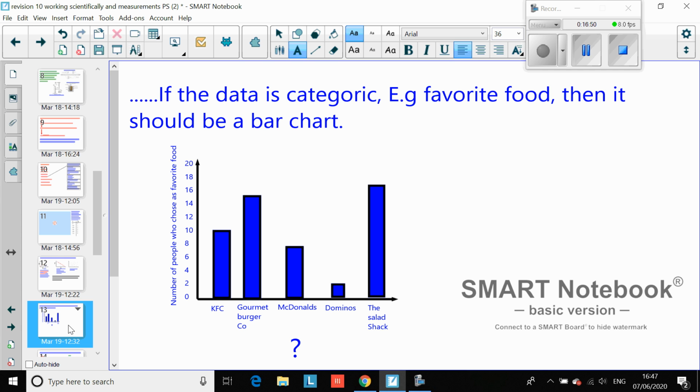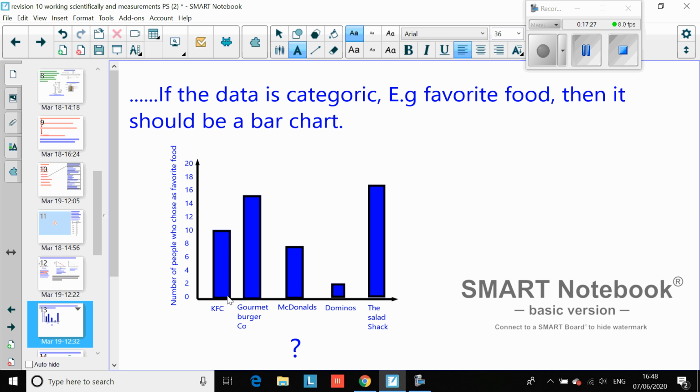Now, if we've got something called categoric data, we have to use a different kind of graph. We use a bar graph. Now, a bar graph is used when our independent variable, the thing we're changing, is distinct categories. They're not numbers. We wouldn't say, for example, this data: what is your favorite food? Well, we wouldn't say number one or number two, okay? It would be KFC, Gourmet Burger, McDonald's, Domino's, Salad Shack, whatever, okay? So those are distinct categories, okay? Because they're companies or whatever, they're not numbers.